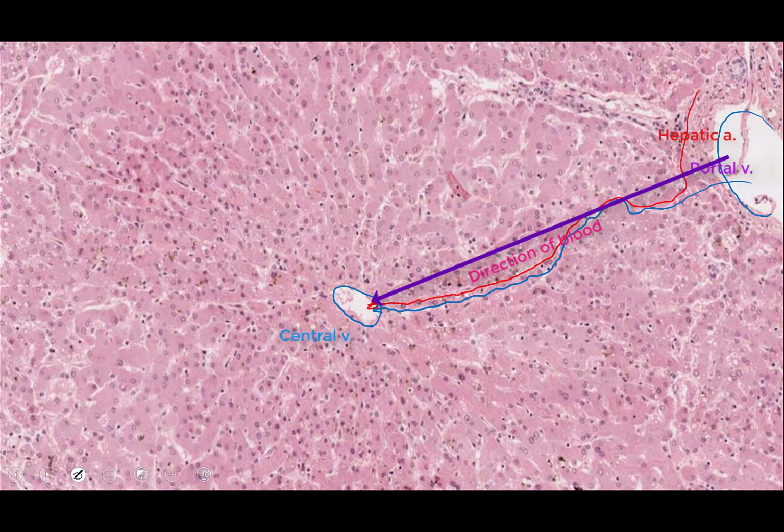At the same time, bile that is produced by the hepatocytes is going to collect into small biliary passages, and these will join to form a small bile duct in the triad, and so the direction of flow of bile is toward the periphery, while the direction of flow of blood is toward the center of the hepatic lobule.